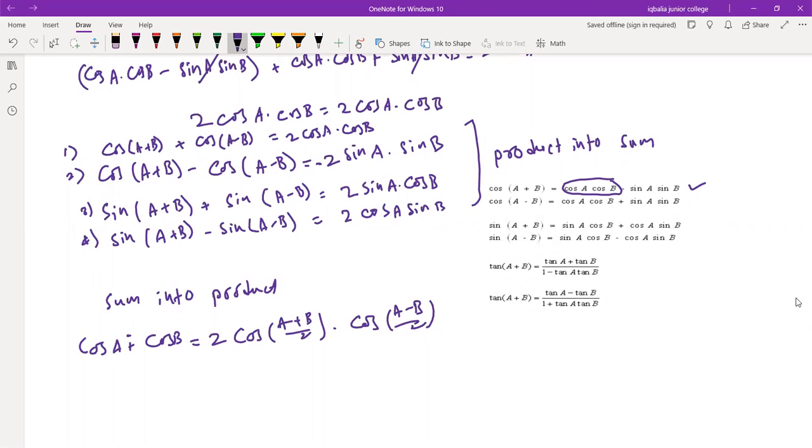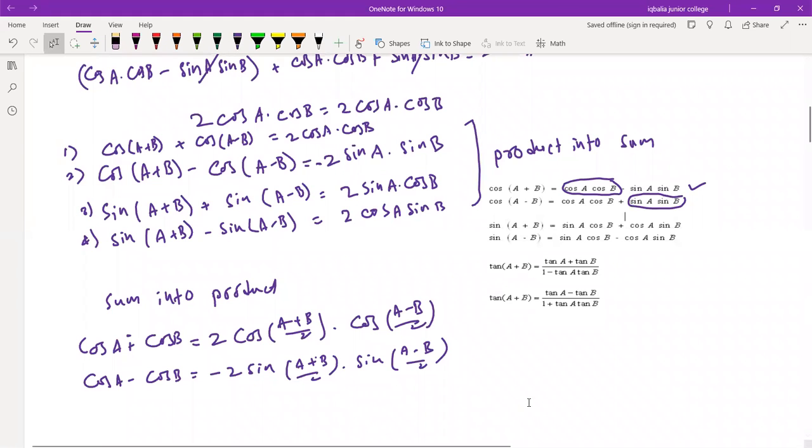Now, if I have cos A minus cos B, then the formula will be minus 2 sine (A plus B) by 2 into sine (A minus B) by 2. See here, we have the formula cos A minus cos B, and if I have a minus here, then I'm going to take the second combination. In the second combination, I have sine A into sine B, so here I took sine into sine. In the first combination, we had the plus, so we took the first combination.